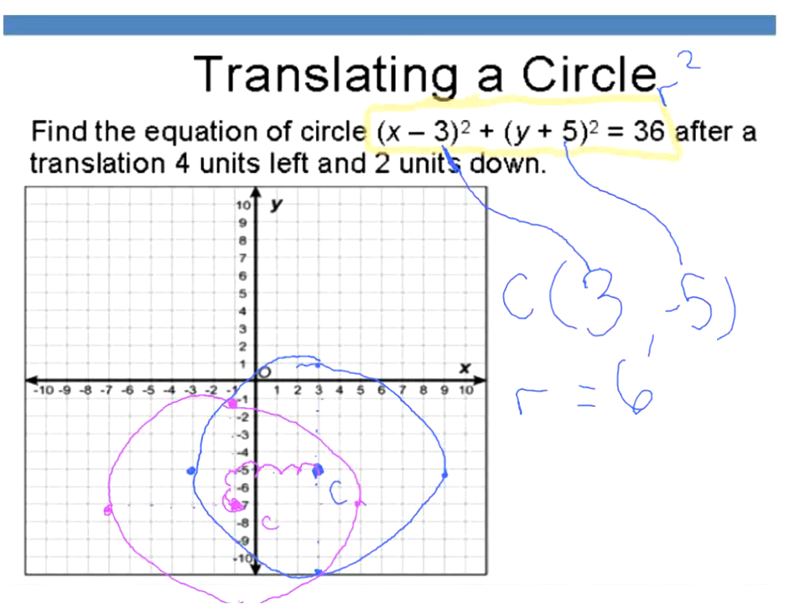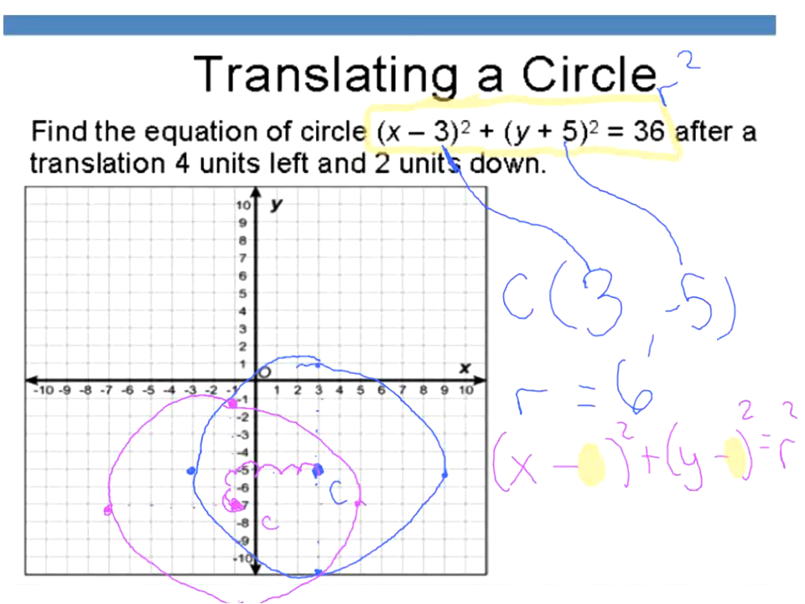So what is it asking me for? It wants the equation of my translated circle. So everybody do this with me. Let's write a blank equation. And we just got to plug in our numbers. So I'll wait for you guys to catch up. So all it wants me to plug in is my H and my K. Where's your H and K?